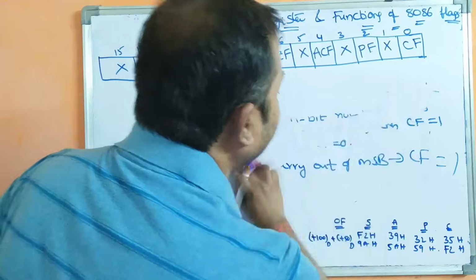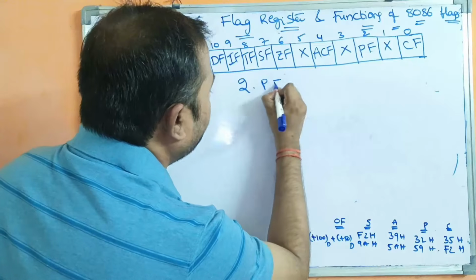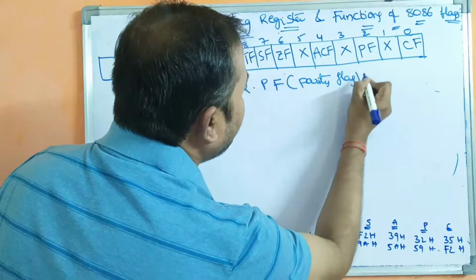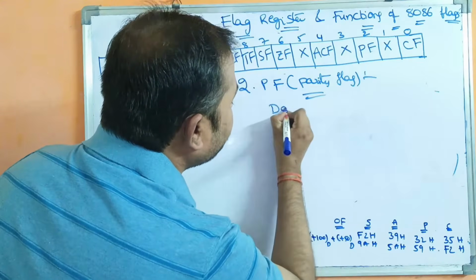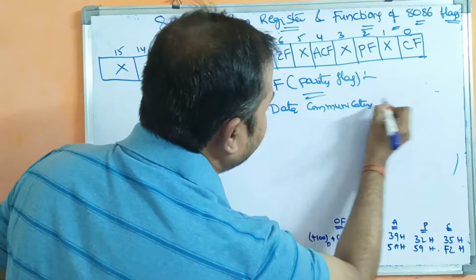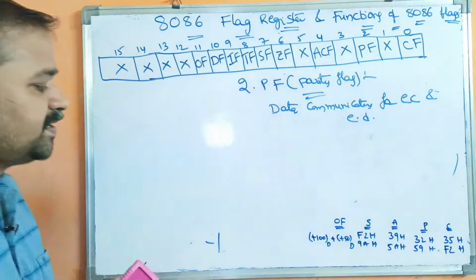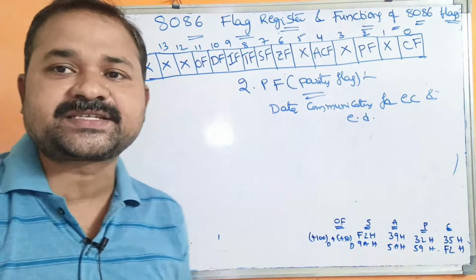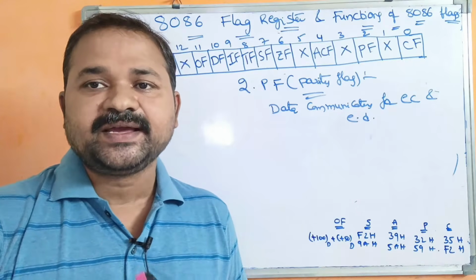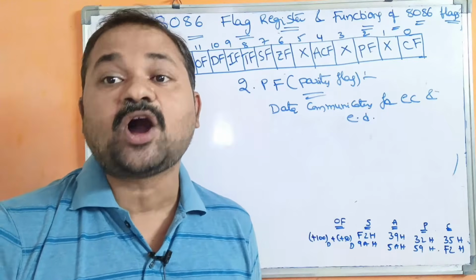Let us see the second one, that is the parity flag, PF. The parity flag is mainly used in data communications for error correction and error detection. If the binary number contains an even number of ones, then we have even parity. If the binary number contains an odd number of ones, then there is odd parity.